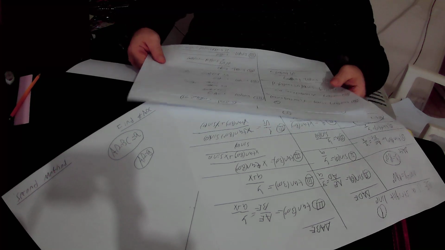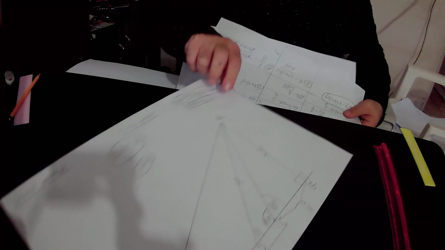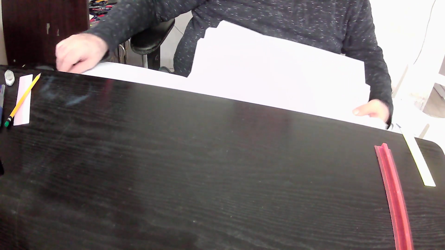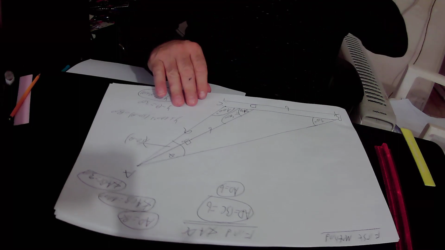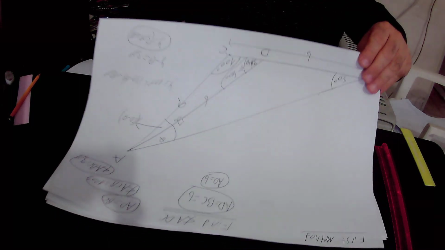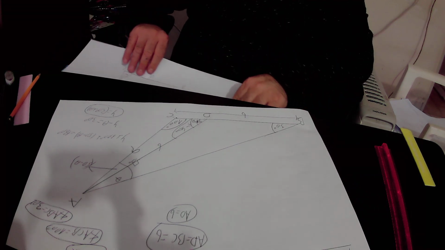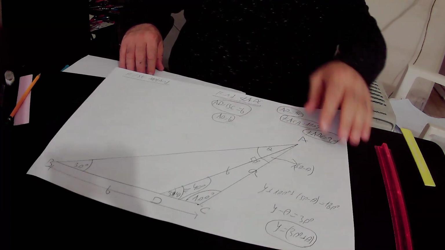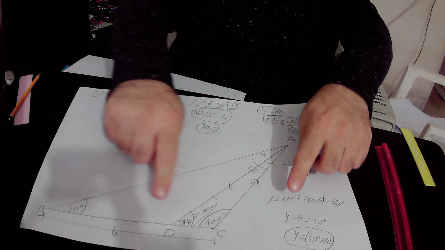Actually, we found the value of angle ADC in 2 different methods. In the first method, we defined side AC as A and side BC as B.